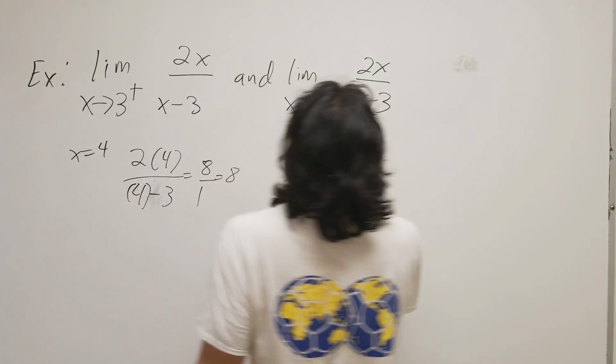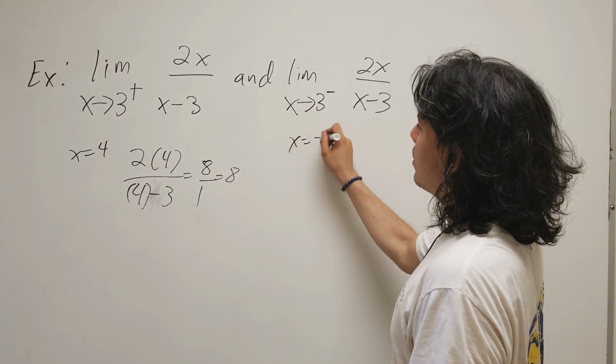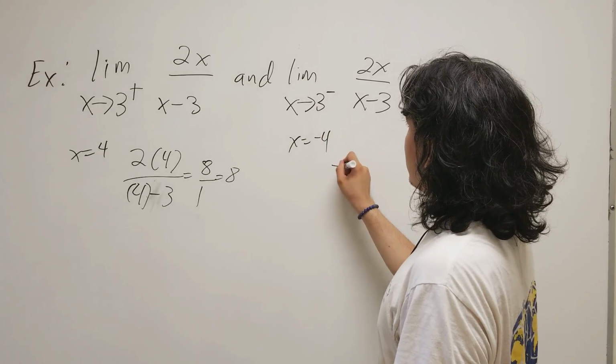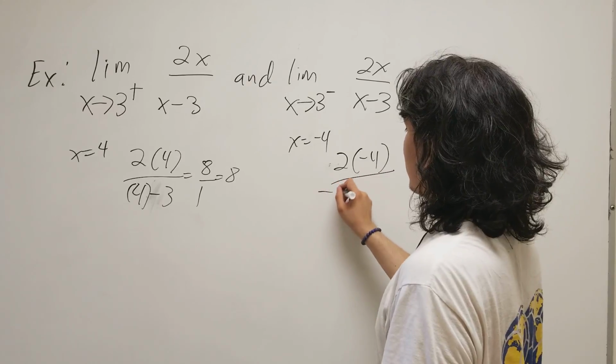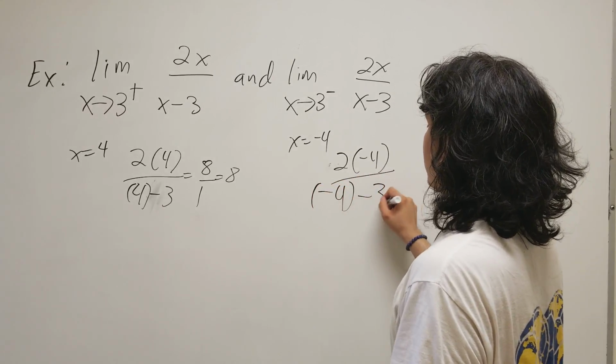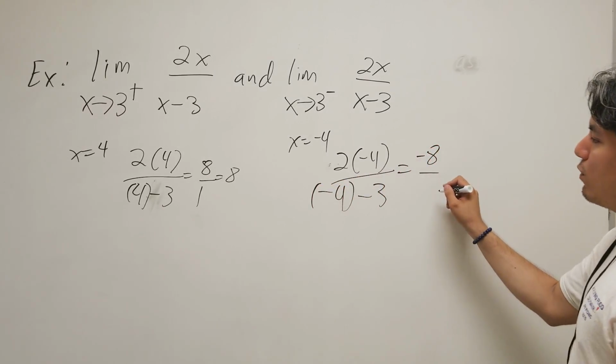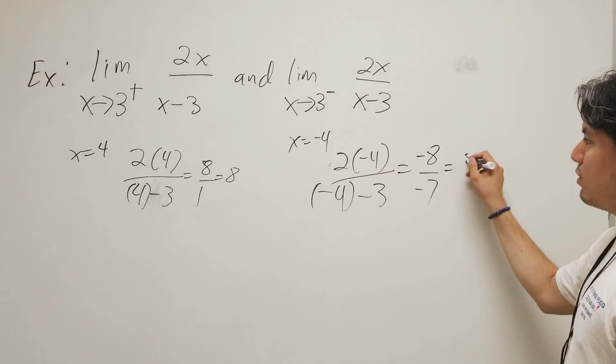And now let's take negative 4. We get 2 times negative 4 over negative 4 minus 3, I get negative 8 over negative 7, which is still 8 over 7.